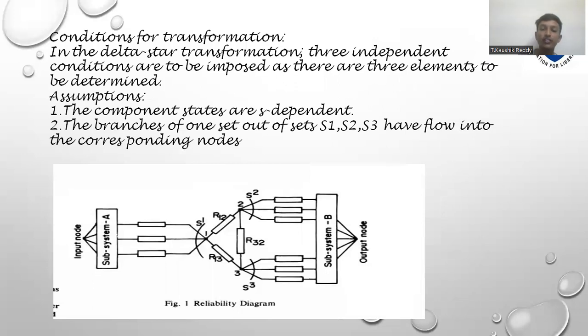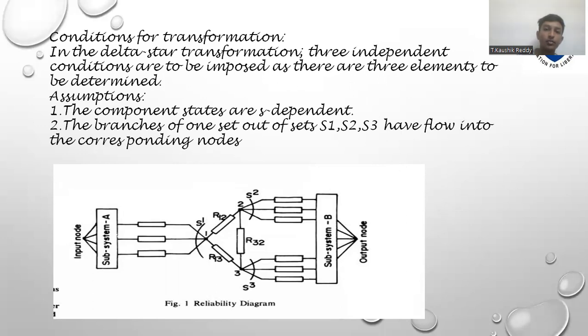So, conditions of transformation. In a delta star transformation, 3 independent conditions are to be imposed, as there are 3 elements to be determined. As assumptions, the component states are dependent. The branches of one set out of sets S1, S2, S3 have flow into the corresponding nodes. So here we have a reliability diagram, subsystem A and input node. So these are the conditions for transformation.